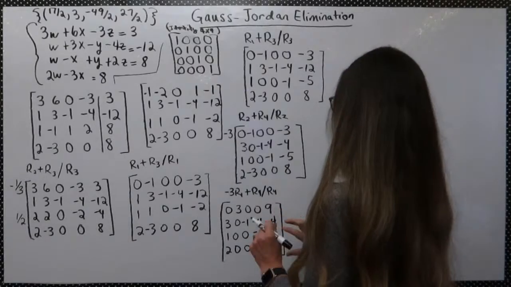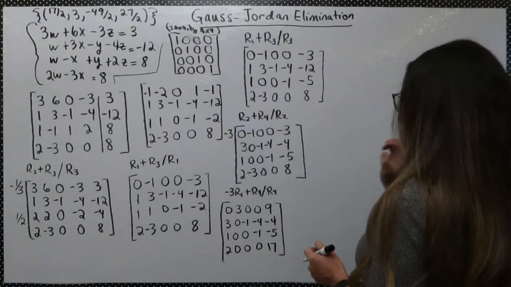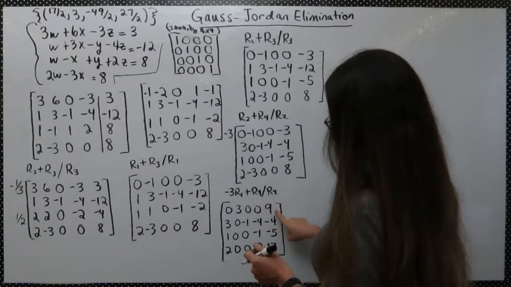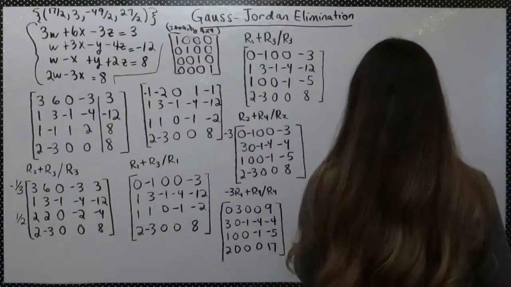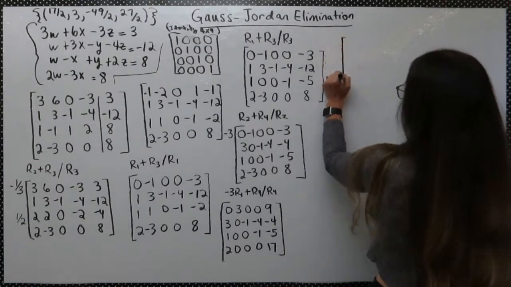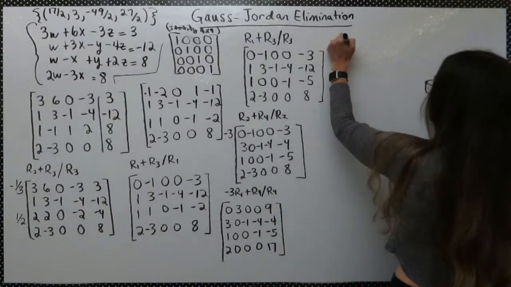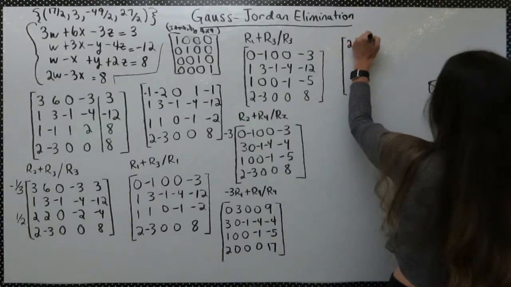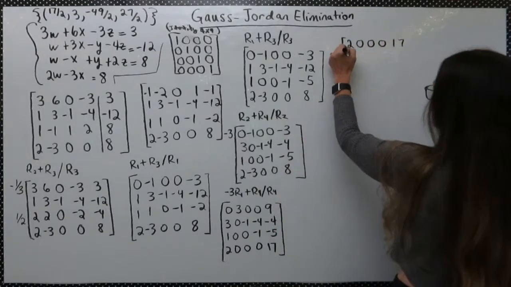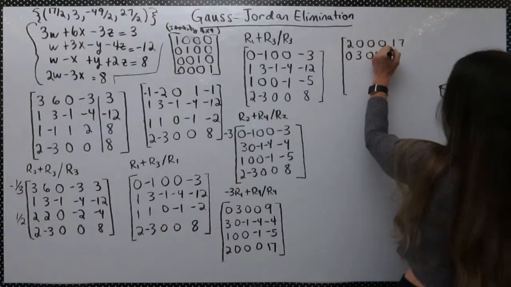So what I need to do now is this is my row 1 and this is my new row 2. So I'm going to swap out some rows here. I'm going to list this one and then I'm going to list this one. So we'll just rearrange. This is going to become my new row 1: 2, 0, 0, 0, 17. This one is going to be my row 2: 0, 3, 0, 0, 9.